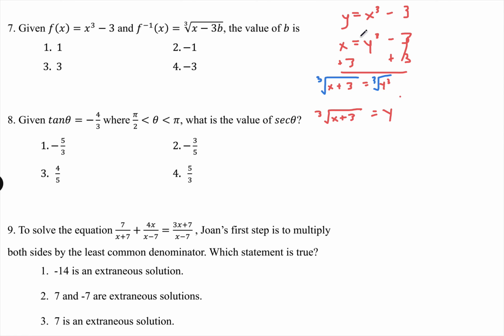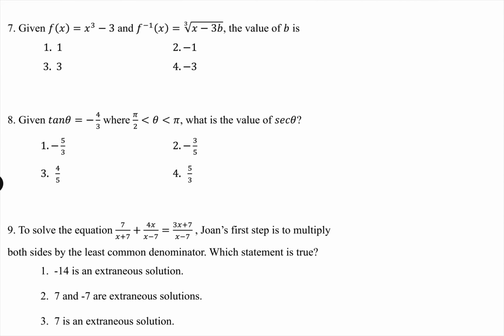So that's my answer. Over here, everything looks right except I have an x minus 3b. What am I going to have to put in for b so I have a plus 3 over here? I put in a negative 1, because negative 3 times negative 1 becomes a positive 3, and that's what I'm shooting for. Hope that makes sense. That one's not too bad.